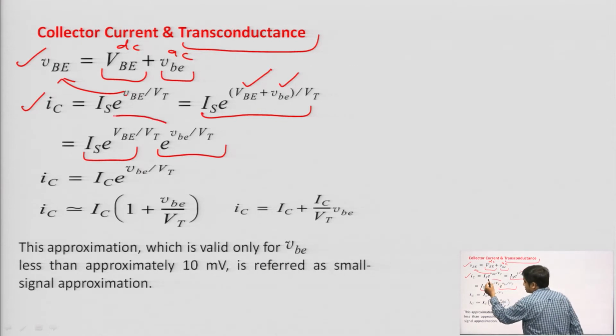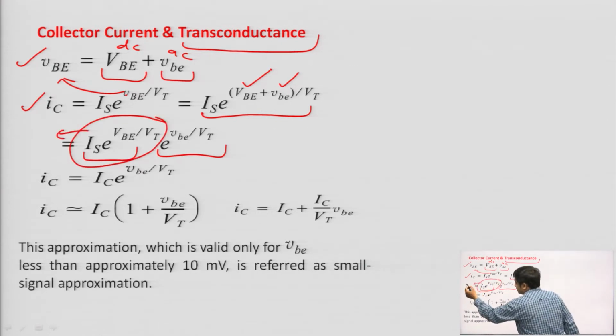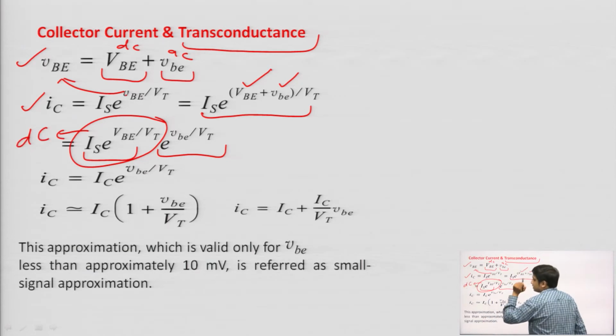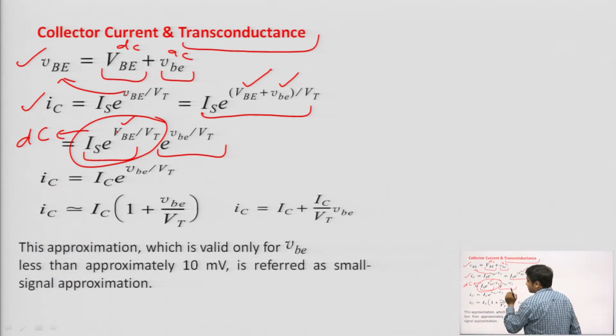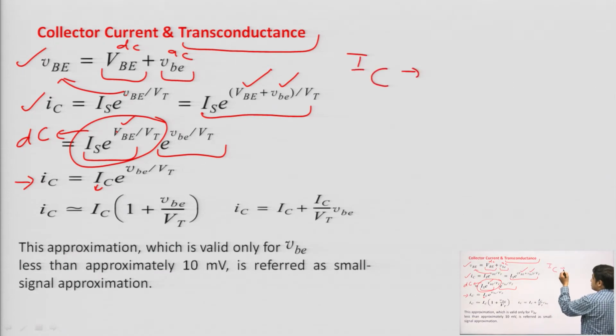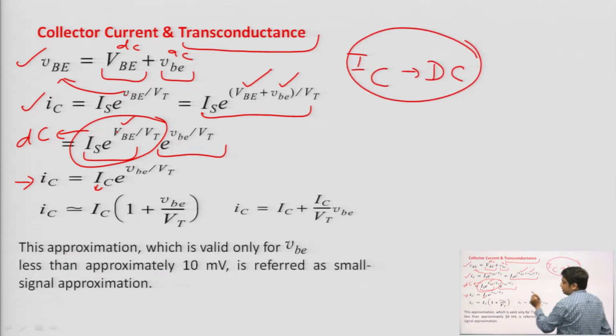You can see that the first term represents the DC quantity, because in e to the power there is capital V B E. So, it can be written as capital I C, fine. Just focus on this equation: small i, capital C is capital I C, your DC collector current, times e to the power small v b e upon V T.